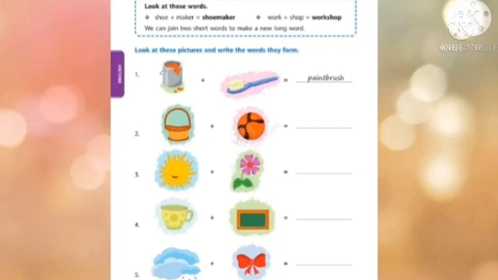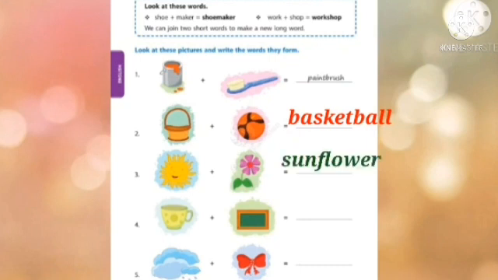Second one, the first picture is a basket and the second one is a ball. So basket plus ball, it forms the word basketball. Third one, the first picture is a sun and the second picture is a flower. So sun plus flower, it forms the word sunflower. Fourth one, the first picture is a cup and the second picture is a board. So cup plus board, it forms the word cupboard.